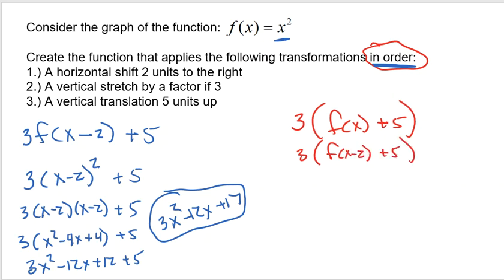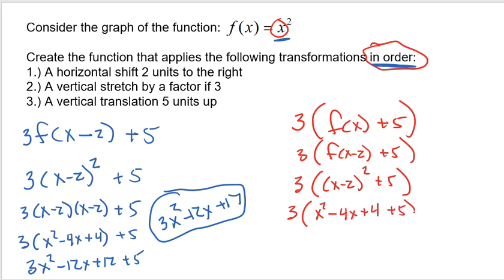Now, because I did it in this different order, notice that something really important changes here. The 3 is around everything because that happened after the translation of 5. So now when I go ahead and do this, this is going to be 3 times (x minus 2) squared plus 5. So I took the x minus 2, that's inside the function, added 5, but then the vertical stretch is on the outside of all of this. So that's going to be x squared minus 4x plus 4 plus 5, which is x squared minus 4x plus 9. Then distribute the 3, I get 3x squared minus 12x plus 27.